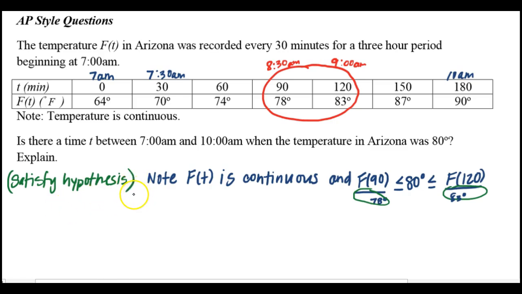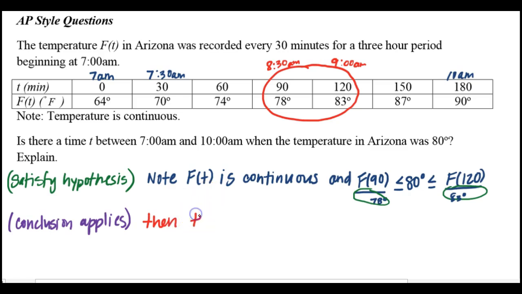Now, once you satisfy the hypotheses, the conclusion must be true. So the conclusion of the intermediate value theorem applies. If a function is continuous and there is some number trapped between two other values in given sets of information, then, note f of t is continuous and this happens, then, we will go ahead and change colors one more time.